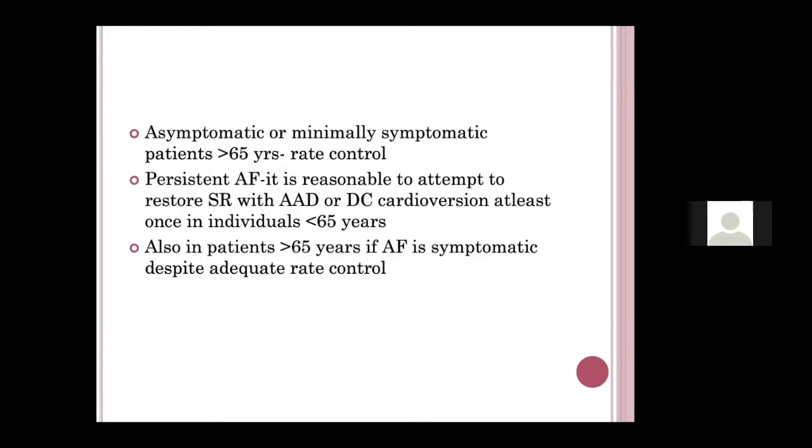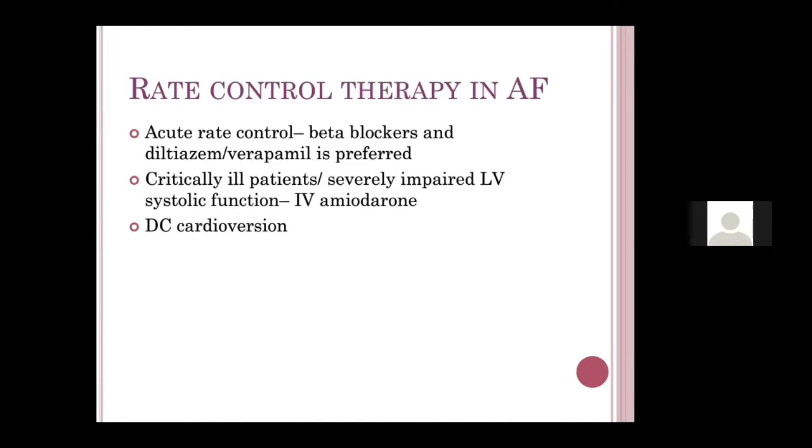And also in patients more than 65 years, if the AF is symptomatic despite rate control, you should do a rhythm control. You have a good rate control, but the patient is symptomatic, you should always do a rhythm control. So each has its own benefit, and rhythm control should be used in young patients, people who are symptomatic despite the rate control, and in a patient who has had a stroke. However, in cases like dilated LA or a permanent AF, there is no benefit of rhythm control.